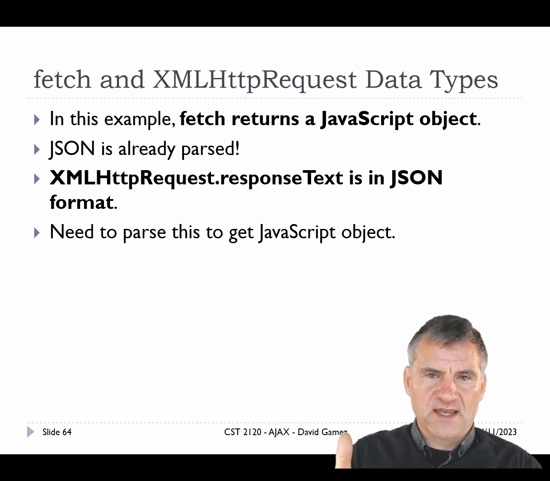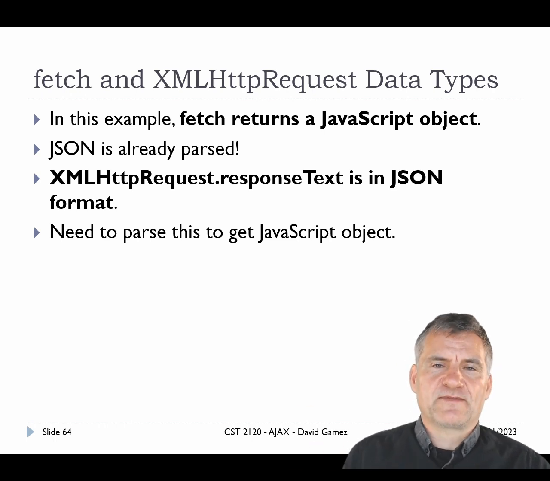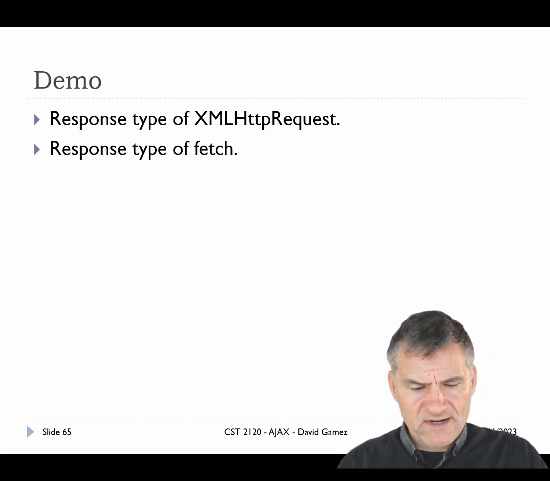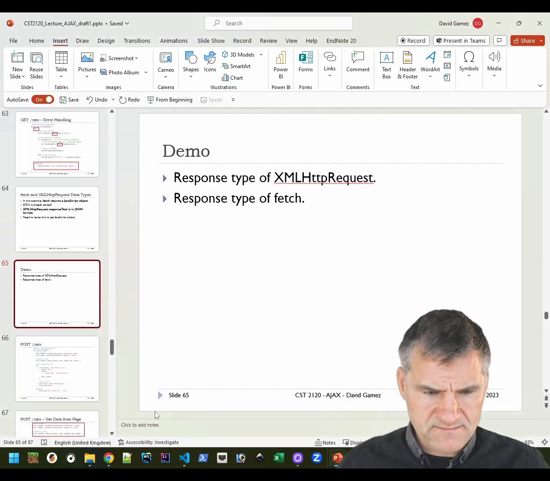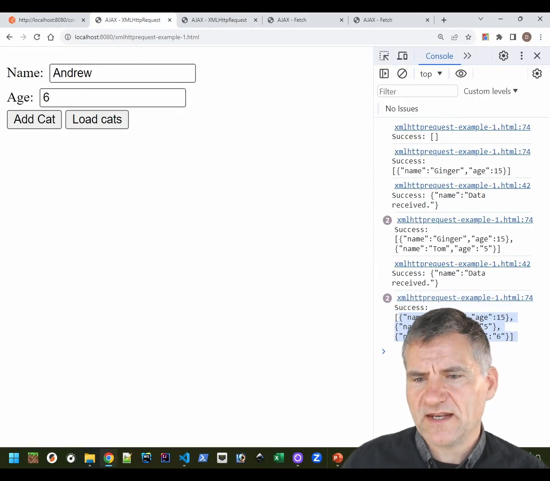In the case of fetch, it's done automatically. In the case of XMLHttpRequest, we're getting back the JSON string, and then we have to process that in order to get the JavaScript object. So let's just be clear about that. Let's look at my simple example here, load cats.